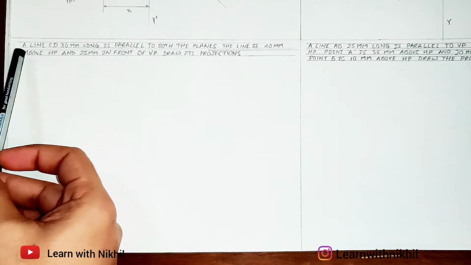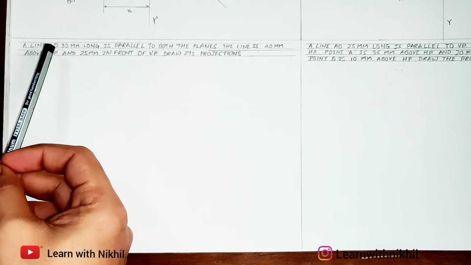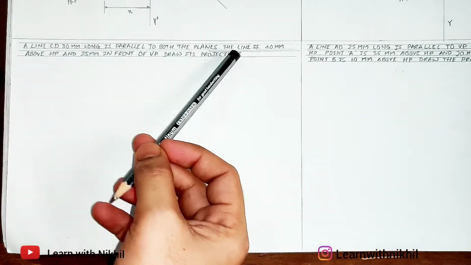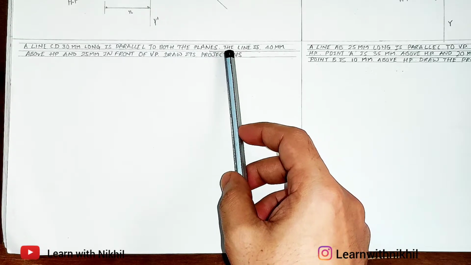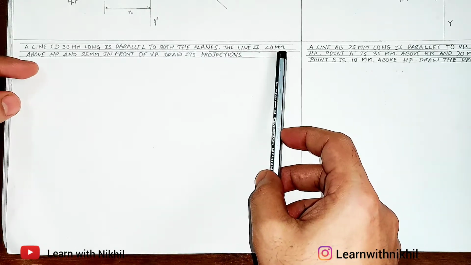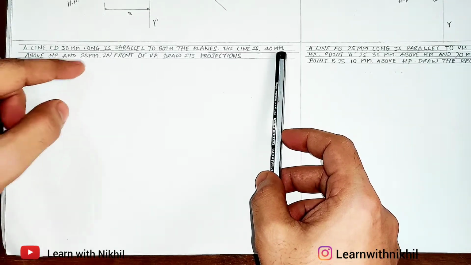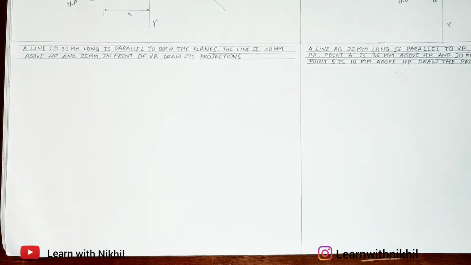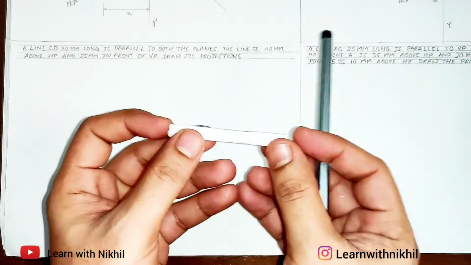Now moving with this sum, a line CD 30 mm long is parallel to both the planes. Further it is given the line is 40 mm above horizontal plane and 25 mm in front of vertical plane. Draw its projection. So the question says the line of length 30 mm long.